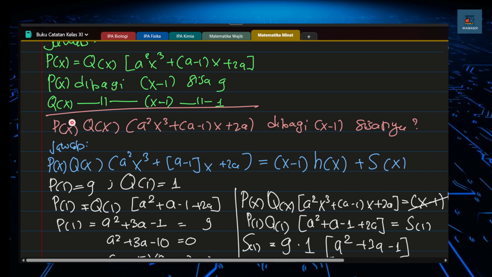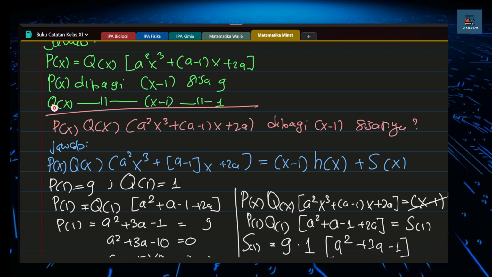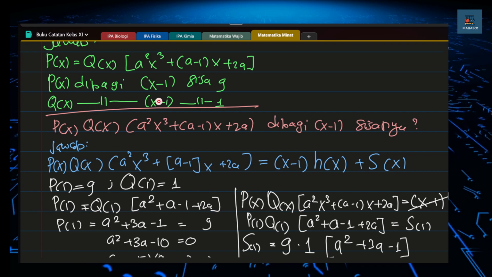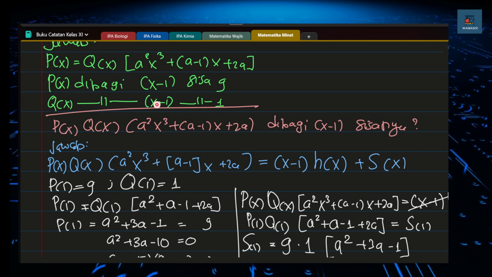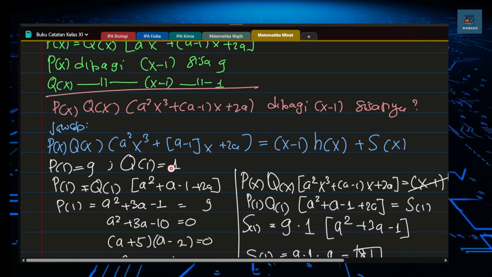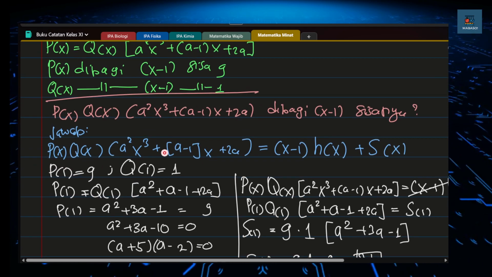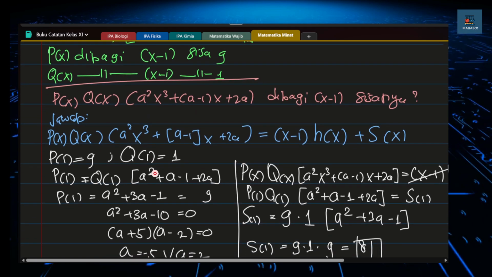The same applies to K(x). K(x) is divided by x minus 1, and the remainder is 1. That means the value of this function K at x equal to 1 would be equal to its remainder, which is 1. That means K(1) equals 1. This is an important piece of information that we have gotten from the question, and it is fundamental to solving the problem.